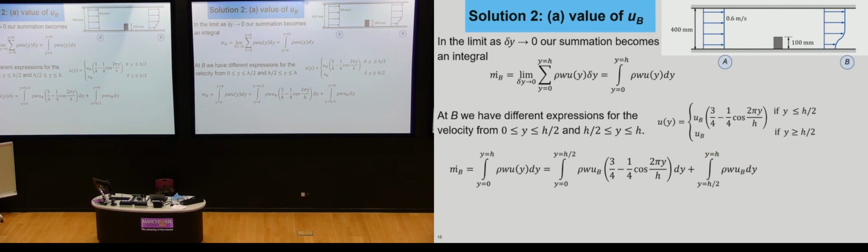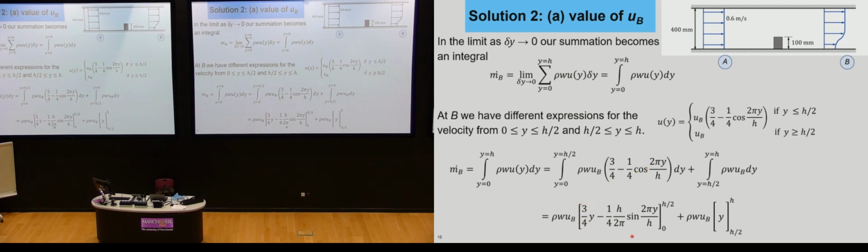So this is an integral that you should have seen hundreds of times, and you should be able to do almost in your sleep with your eyes shut, okay? So we integrate each integral on its own. When we integrate this one, we've got 3 upon 4 minus 1 upon 4 cos 2 pi y upon h. So 3 upon 4 integrated with respect to y gives us 3 upon 4 y.